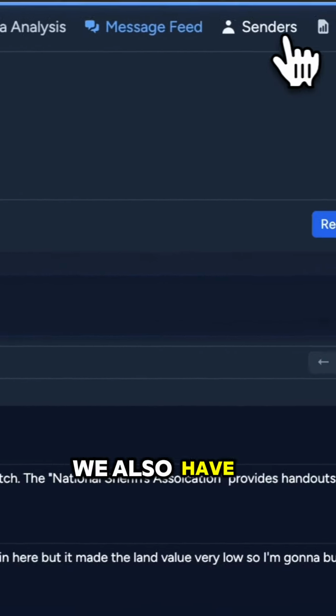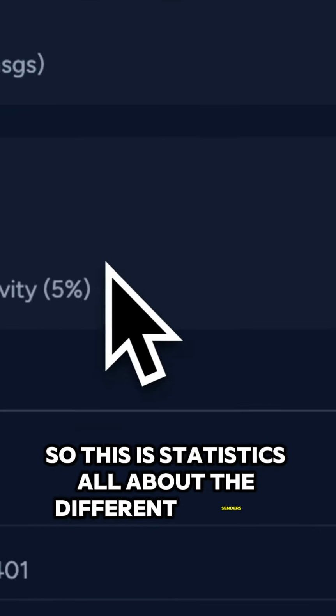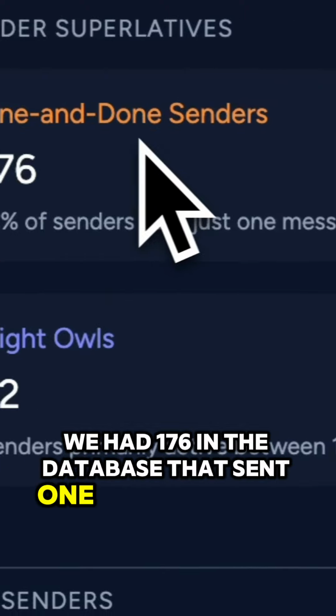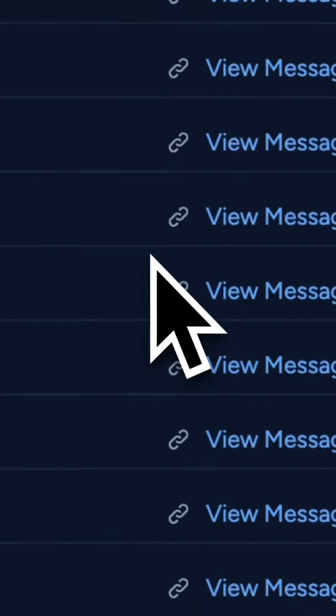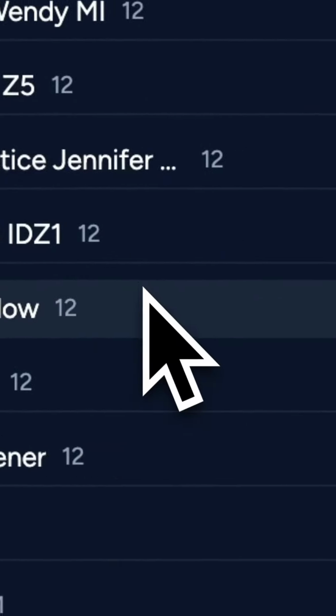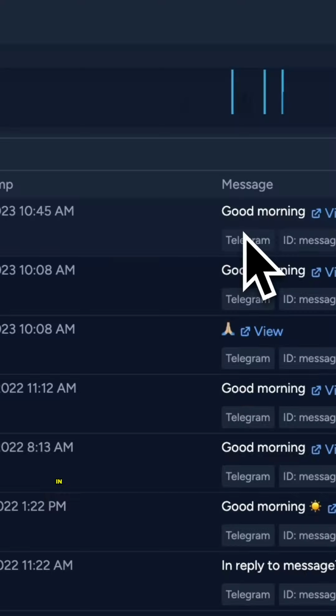We also have a senders page. So this is statistics all about the different senders. We had 176 in the database that sent one message and no others. But this is just a big list where you can see everybody's names, and then you can go in and see every single message that a particular person sent in the message feed.